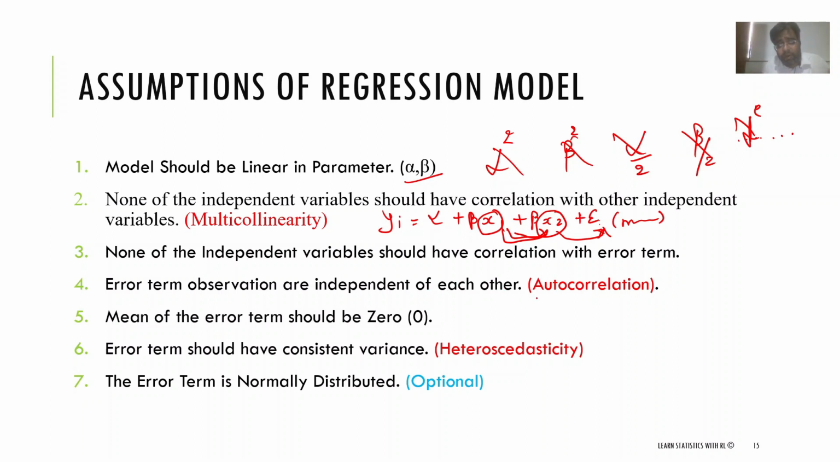Moving towards the next important point, your error term should not have autocorrelation. All these things we will see in further slides. Yes, the mean of the errors will always be 0, because when we apply the least squares method, naturally the mean of this would always be 0.